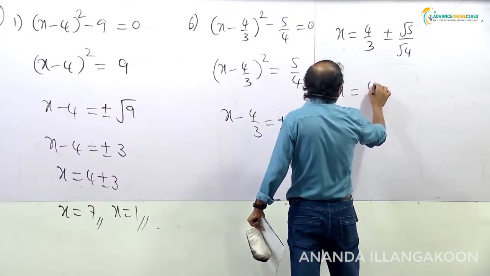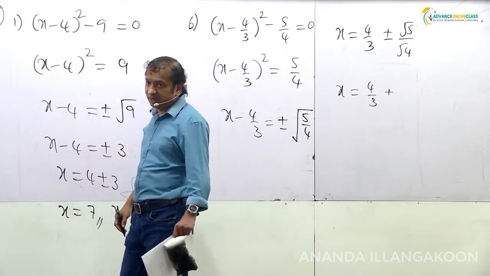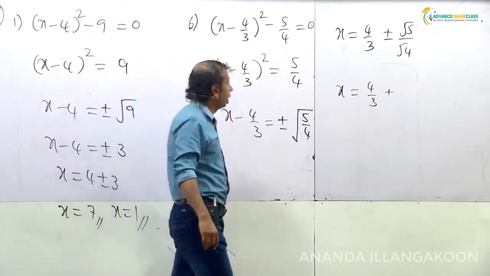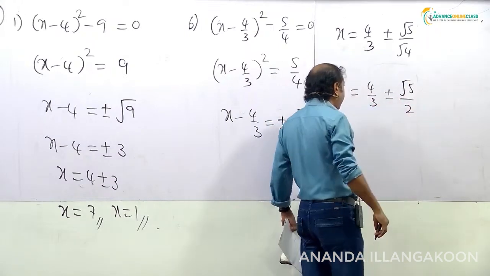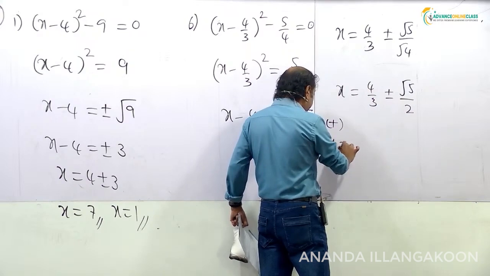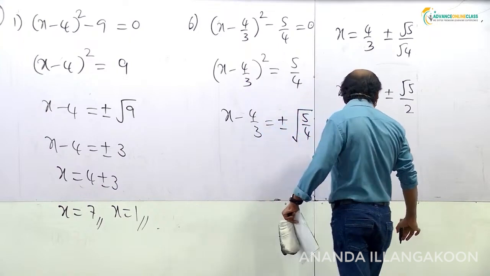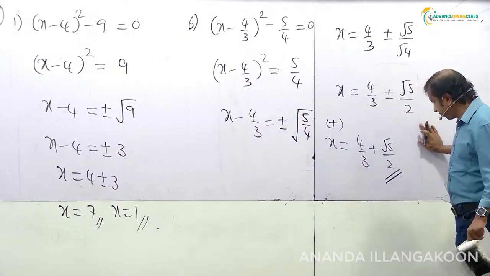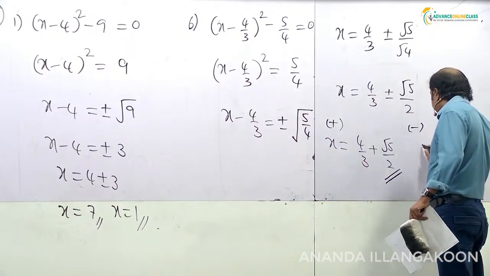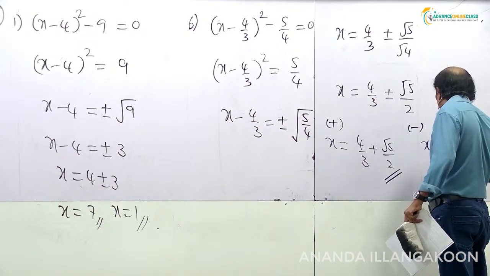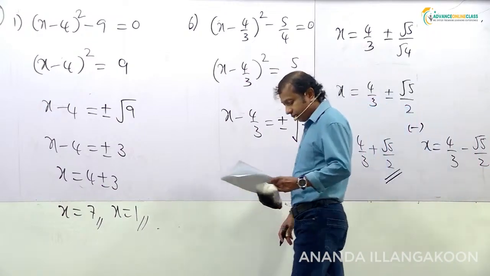The square root of 5 we can obtain by using the long division method or whatever. No need to do that. Keep it in the surd form, root 5. And the root of 4 is 2. Then we can take the plus sign: 4 over 3 plus root 5 over 2. One solution is this. We don't expect to simplify this. If you want, we can simplify this. Take the minus sign: 4 by 3 minus root 5 by 2. This way we can get that answer.